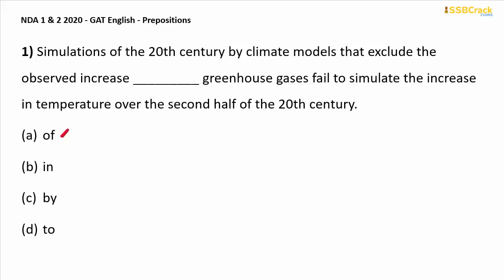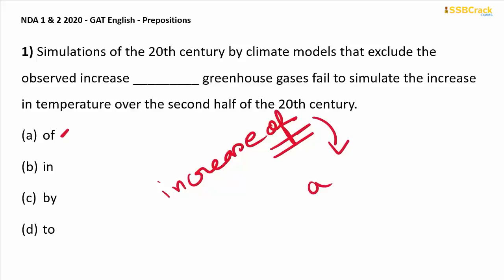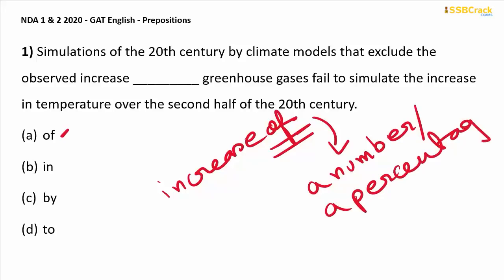We say increase of, okay? But let me tell you, of will not be the appropriate preposition to be used after increase here, because we use increase of when the preposition of is followed by a number or a percentage. We can say there has been an increase of 50% in the taxes. But when you say that there has been an increase in a particular thing, then you use the preposition in and not of.